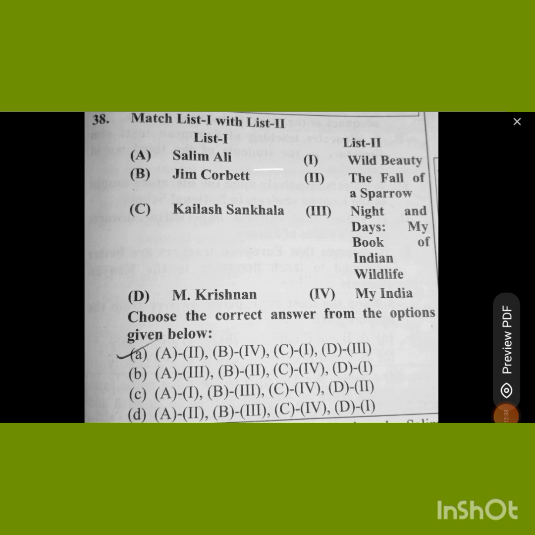It means A will go with 2. Salim Ali will go with The Fall of a Sparrow. B will go with 4th. It means Jim Corbett will go with My India. And C will go with the first. It means Kailash Sankhala will go with Wild Beauty. And D will go with the third. M. Krishnan will go with Days and Nights, My Book of Indian Wildlife.